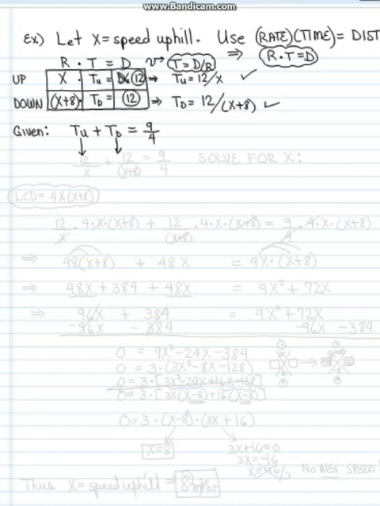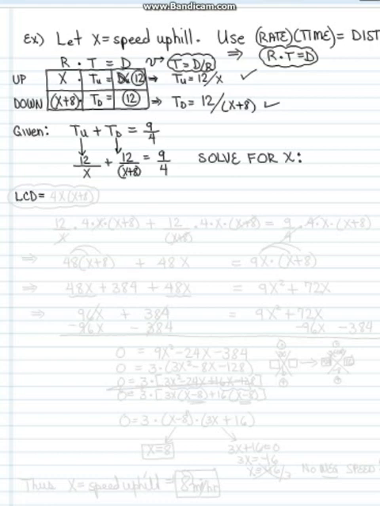Now I'm going to take these two values and substitute them in this equation. Here I have 12, the time it takes to go uphill, over x. Bring down my plus sign, the time it takes to go downhill, 12 over x plus 8. And then that equals the 9/4. So I'm going to solve this equation for x. Well, it's a rational equation. In other words, it's an equation that has fractions in it.